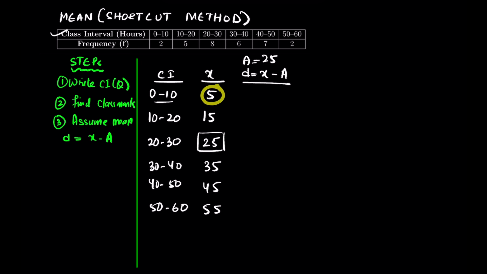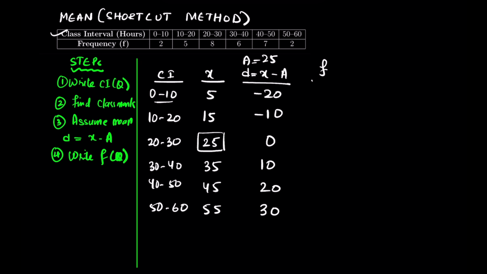In the first case, 5 minus 25 will be equal to minus 20. Next, 15 minus 25 will be equal to minus 10. Then 25 minus 25, 0. 35 minus 25, 10. 45 minus 25, 20. Next, 30. Now, write down the frequency using the question.